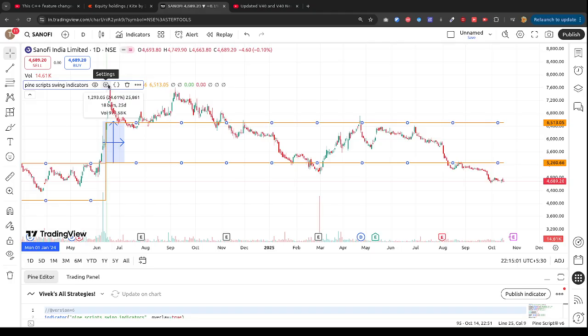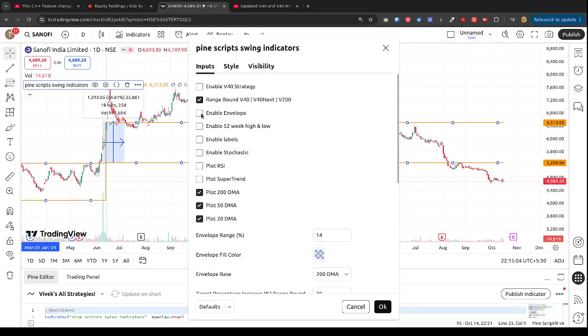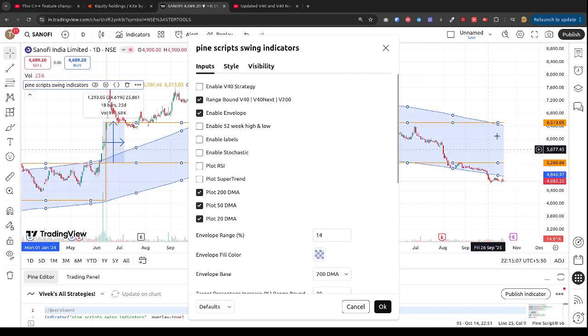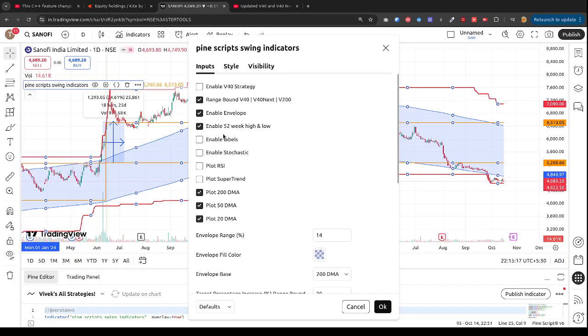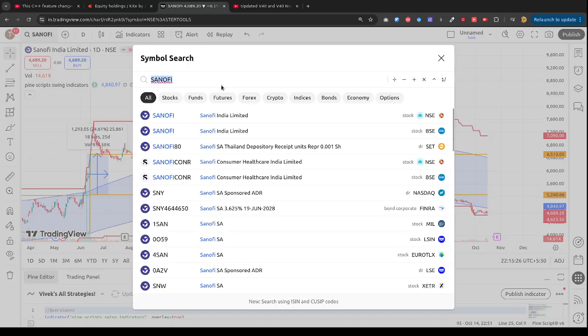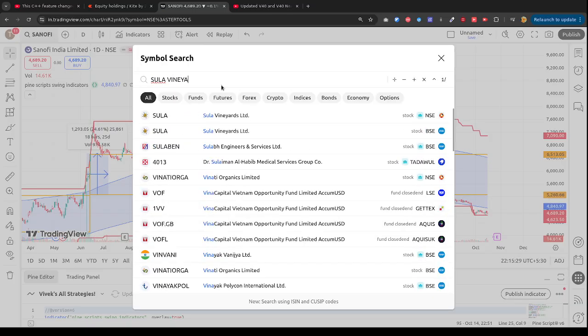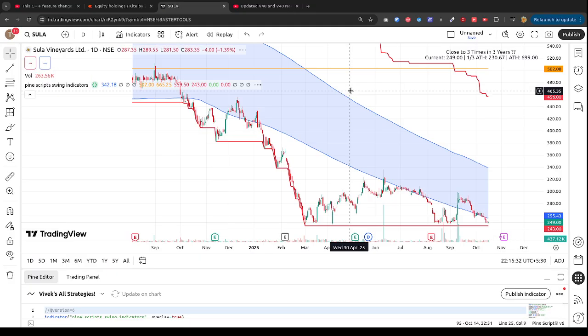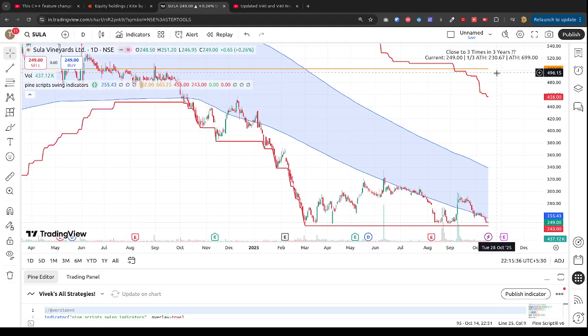And not only these, I have also coded up envelope, which gives an envelope on top of 200 moving average. Again, 52-week high and low. Enable labels. This is for the stocks which have 3 times in 3 years potential. Maybe we can go to a stock named Sula Vineyards. Vivek Singhal teaches that if the stock price is lesser than one third of its price and the business financials are actually good, then it becomes a multi-bagger opportunity to make 3 times money in 3 years.